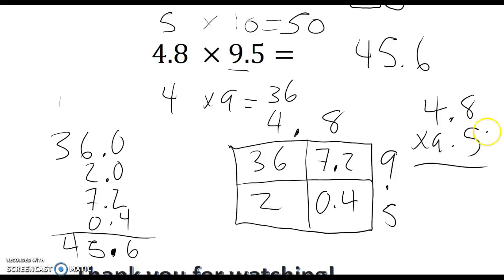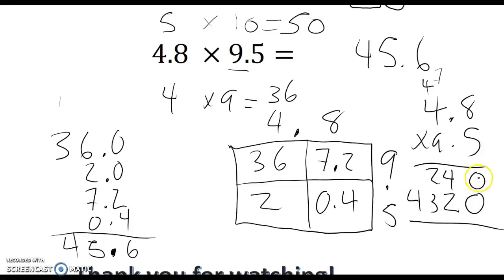Okay, so 5 times 8 is 40. I carry my 4. 5 times 4 is 20, plus 4 would be 24. Put my placeholder. 9 times 8 is 72. I carry my 7. 9 times 4 is 36, plus 7 would be 43. Okay, and then I'm going to add these together and see what I get.